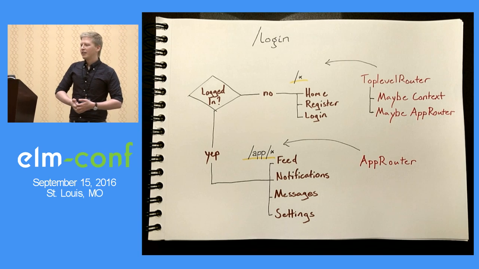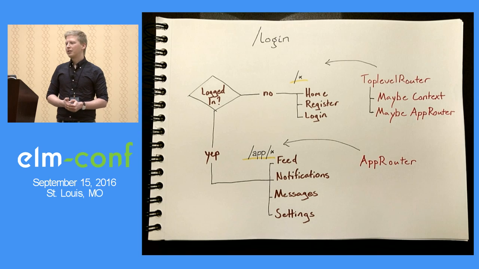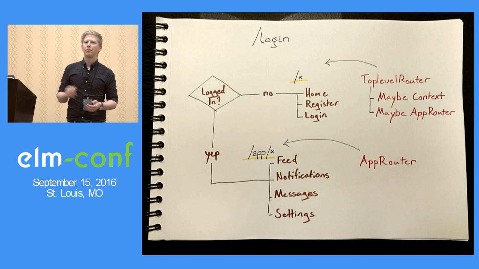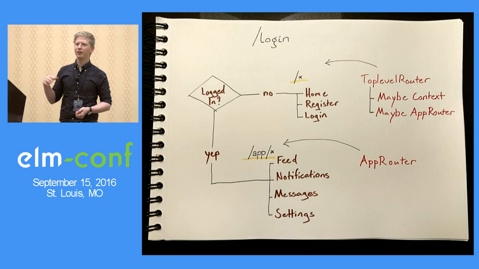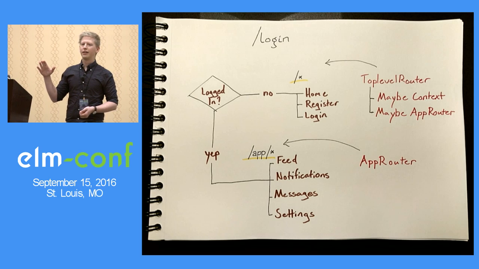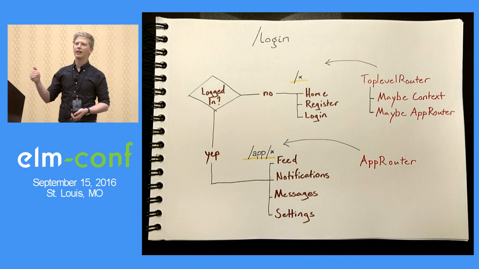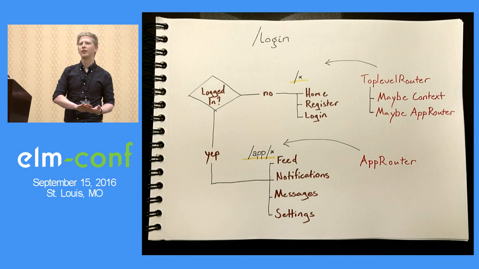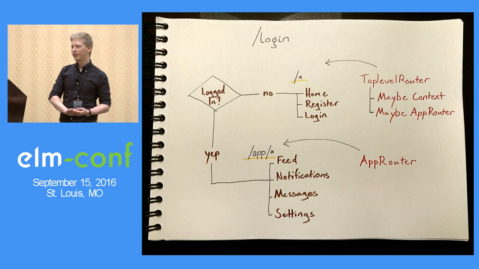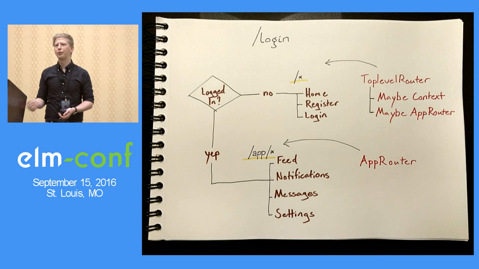Now, how we did this in our current project is that we have a top-level router which handles the basic figuring out if the user is logged in or not, and will handle the actual routing between the routes that it actually knows itself, which are the home, register, and login pages, or whatever routes are in the logged in application. So that's called app router.